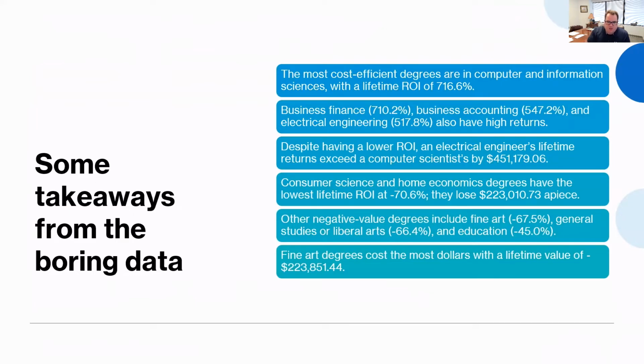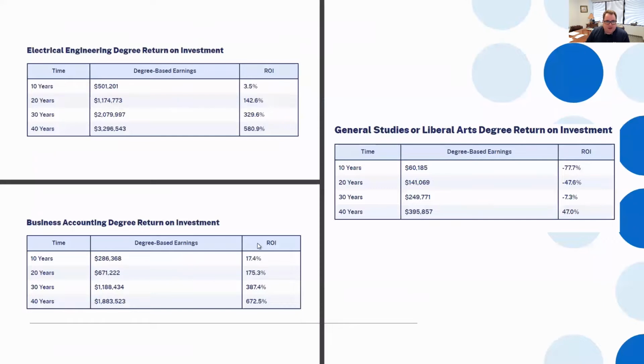So really, this is a bunch of boring data. What's the point? What am I trying to communicate? I'm trying to communicate that looking at the financial aspects of education decisions is an important aspect. It's an important thing to tackle and to explore.